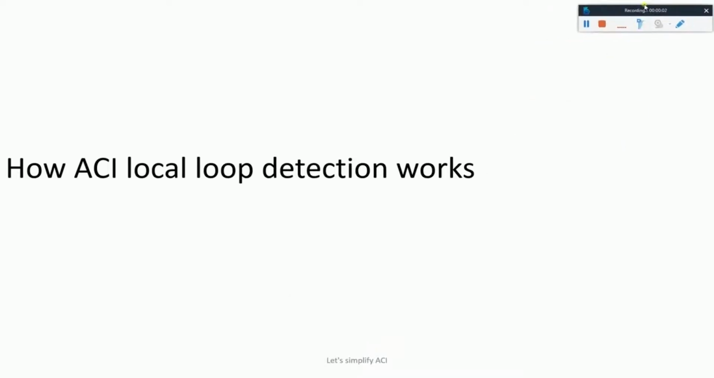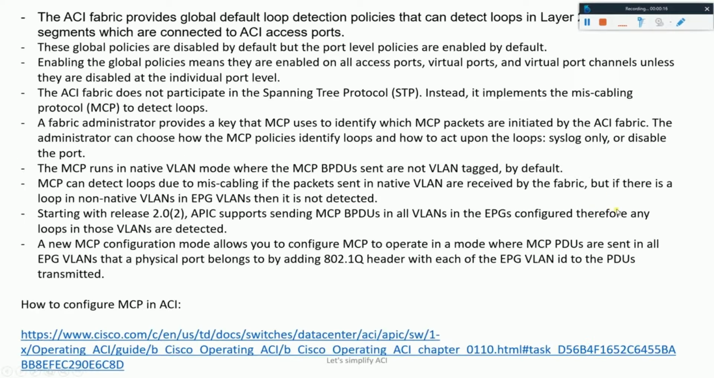Okay, now very quickly in this very short video, let's look at how ACI loop detection works. Basically, I'll be talking about layer 2 loops, how they can be detected and mitigated. There is a policy, a global policy we can create, which can help us detect layer 2 loops which might form at the access ports.